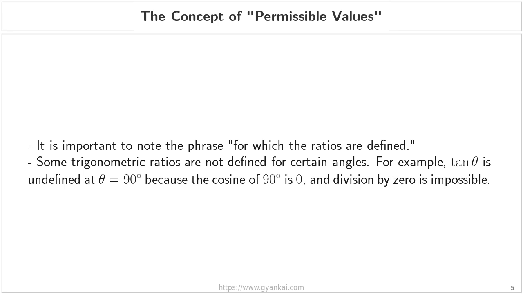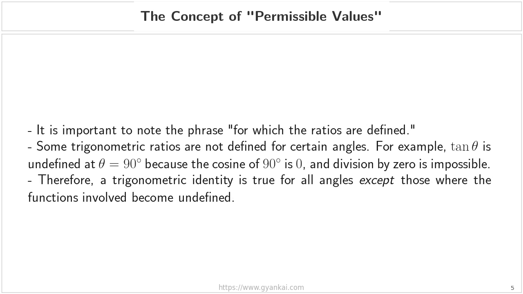Well, if we remember that tangent is the ratio of sine to cosine, we see that at 90 degrees, the cosine of 90 degrees is 0. Since division by 0 is mathematically impossible, the ratio fails to exist at that point. So, to keep our definitions mathematically sound, we must conclude that a trigonometric identity is true for all possible angles, with the sole exception of those specific angles where the functions involved become undefined.